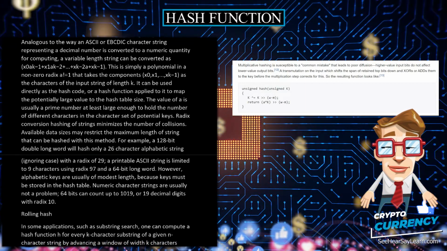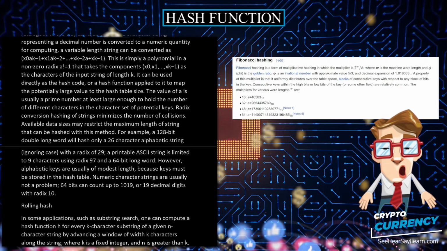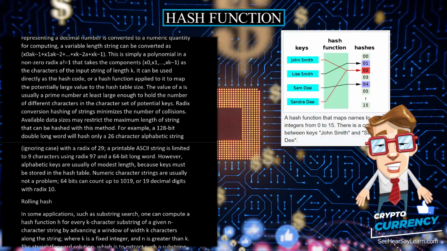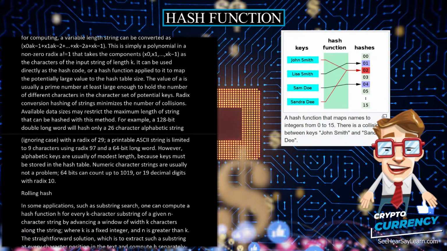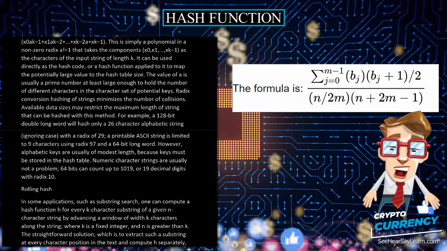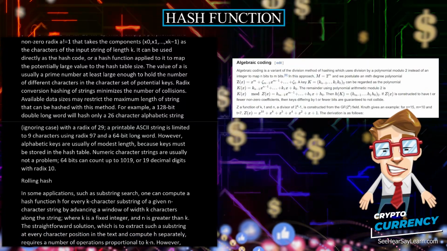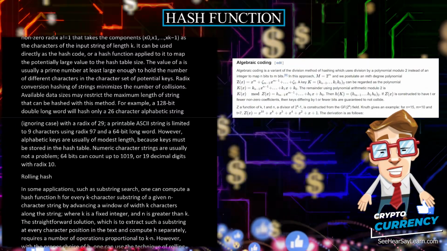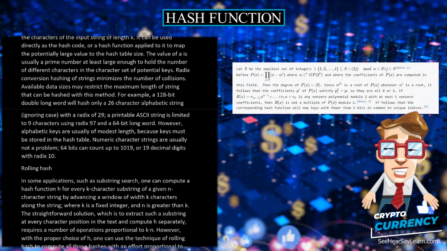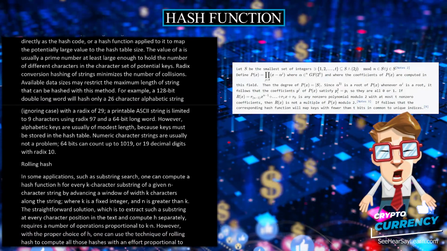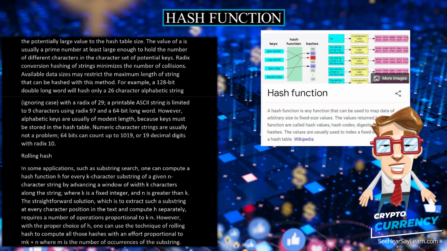Rolling hash. In some applications, such as substring search, one can compute a hash function h for every k-character substring of a given n-character string by advancing a window of width k characters along the string, where k is a fixed integer, and n is greater than k. The straightforward solution, which is to extract such a substring at every character position in the text and compute h separately, requires a number of operations proportional to k·n.